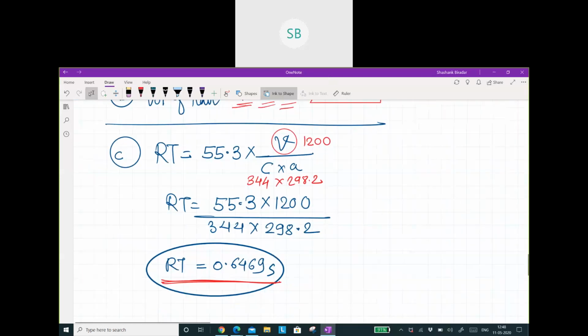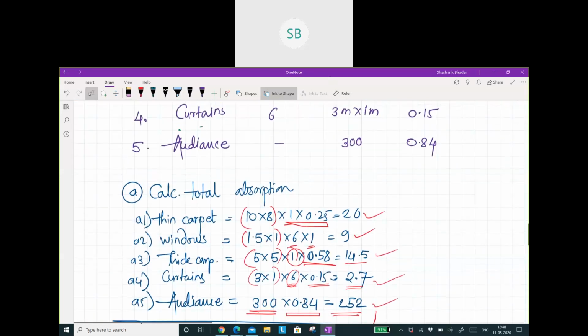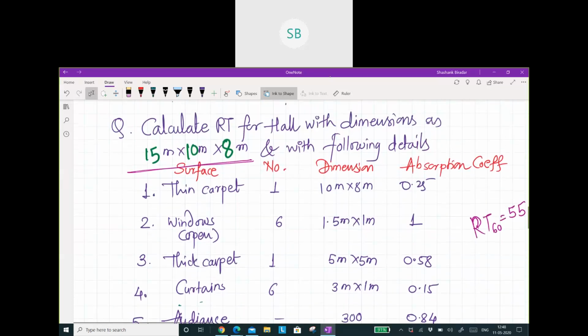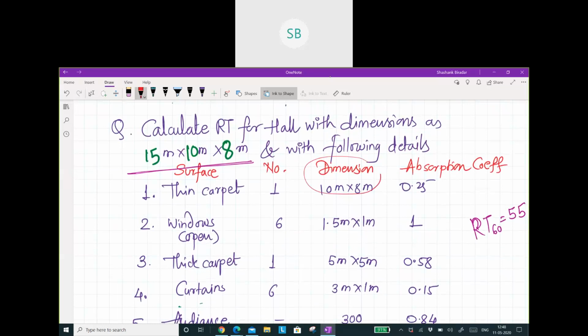So this is how you can calculate. This is very easy. You need to only focus on how you are going to calculate the total absorption, because in that only we are getting various parameters. So with reference to that you need to find out what dimension is given, what absorption coefficient is given, and what the count is.